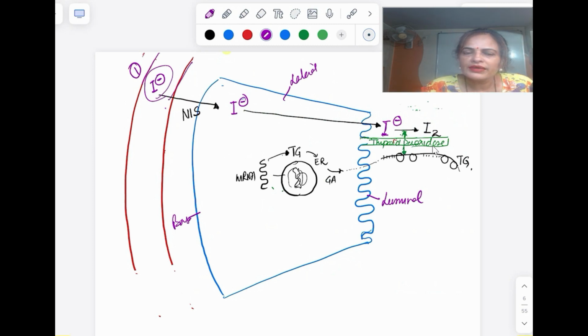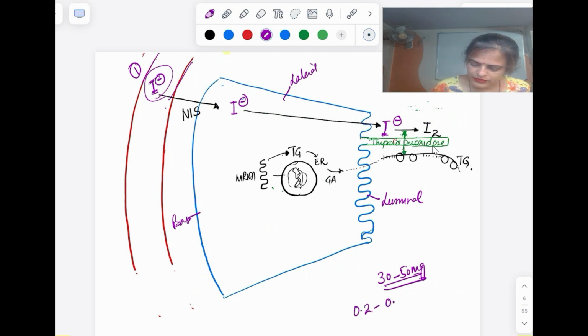Where will we get iodine from? Definitely from the diet, what we eat. Many times we see even the table salt is iodinated. How much iodine do we have in the total body? 30 to 50 milligrams, which we consume from the diet. In the plasma or blood, it is at a level of 0.2 to 0.4 microgram per deciliter. It's very low.